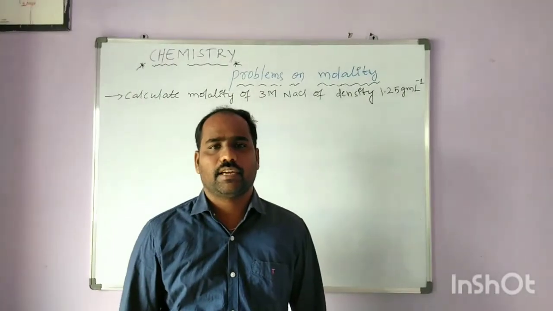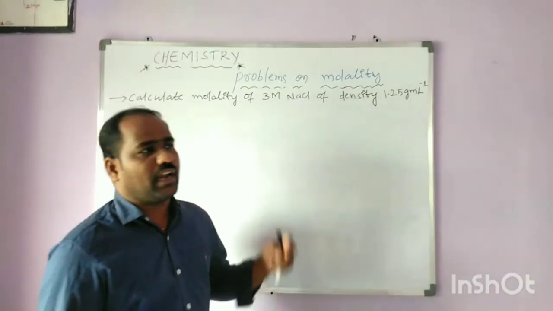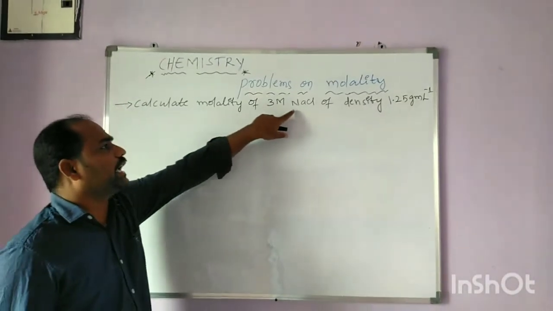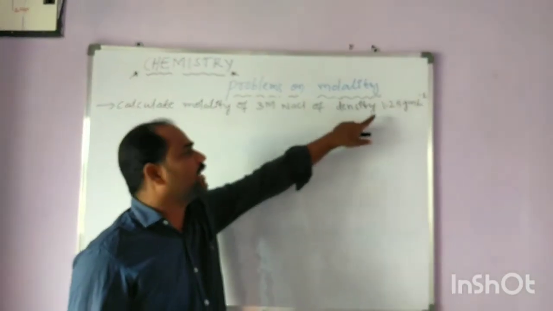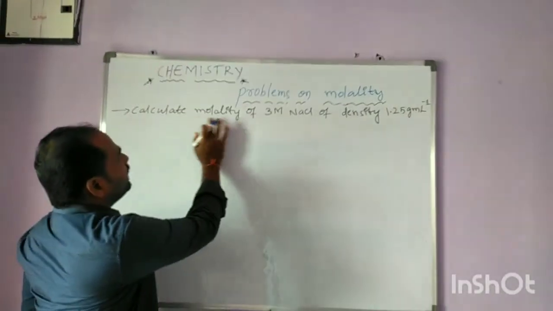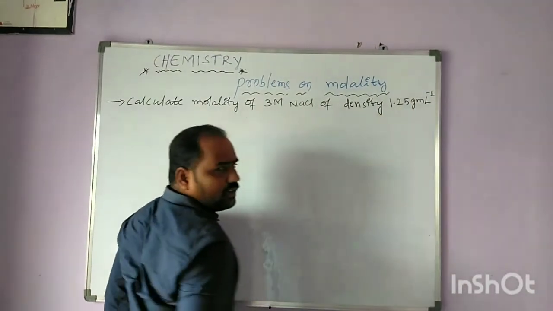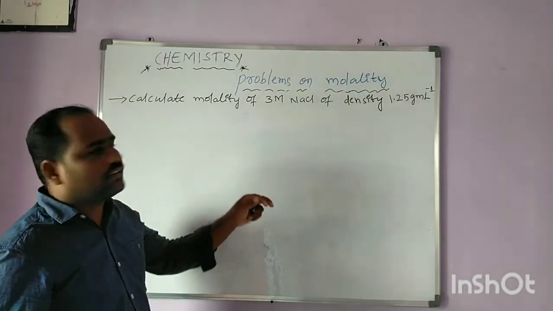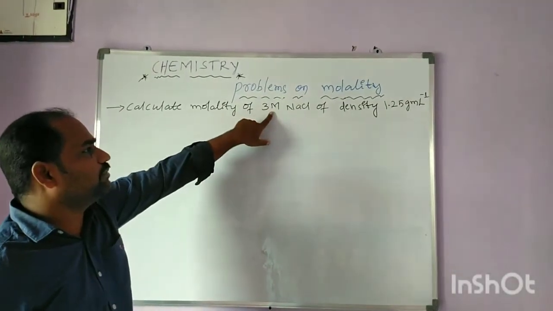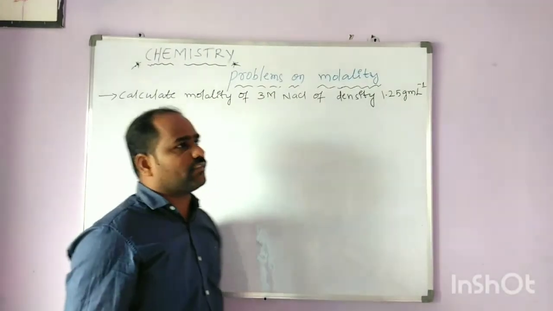Okay students, we have discussed another type of problem based on the concept of molality. The problem is: calculate the molality of 3 M NaCl of density 1.25 gram per liter. Listen, students, in the given problem, the molarity of NaCl is given, that is 3 M. The density of the solution is also given, that is 1.25 gram per liter.